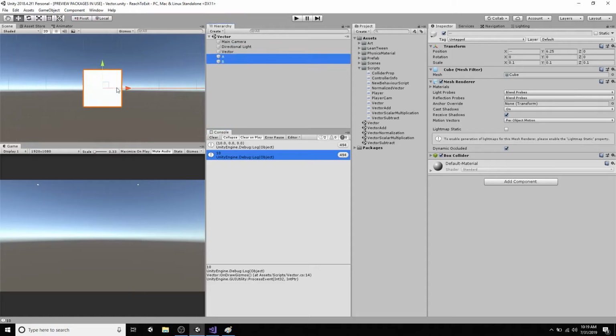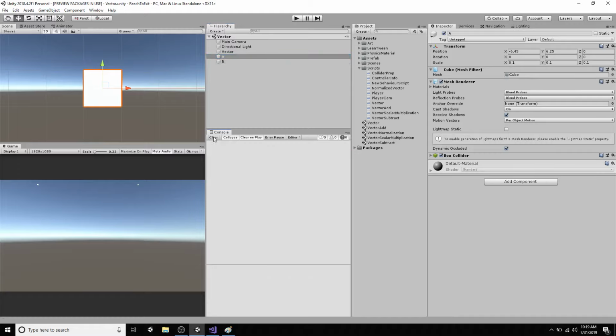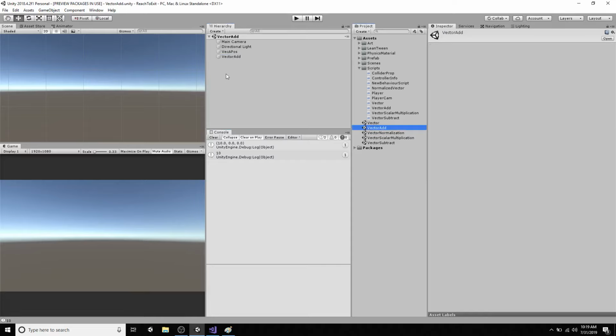And here in this case, this is our tail, and this B game object is our head. So you can put one arrow like this. This is the head of the vector, and the A object is the tail of the vector. I hope this is easily understood. Next we will go for vector addition.